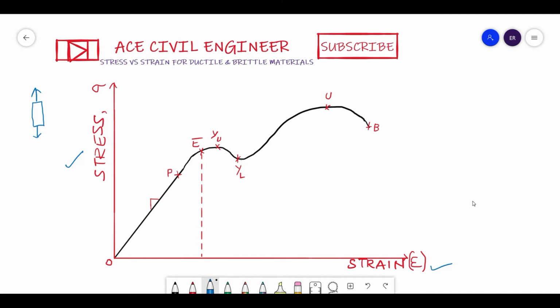Now let us see what the examples are. For ductile materials, we have examples like mild steel, aluminum, copper, etc. Whereas for brittle, you can consider cast iron. So these are some examples of what a ductile and a brittle material are.